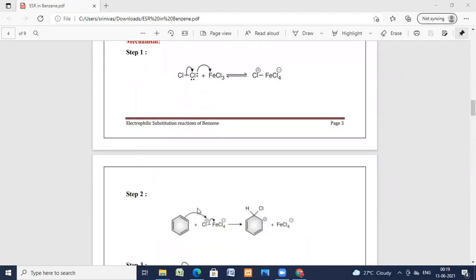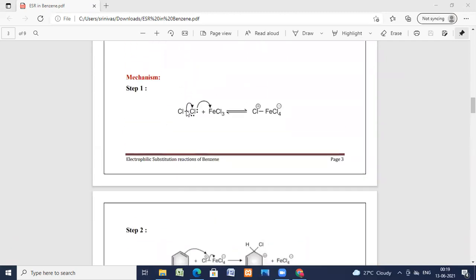Now we'll see it stepwise. First step: chlorine is reacting with this Lewis acid catalyst. FeCl4 minus is formed and the chloronium electrophile is formed.